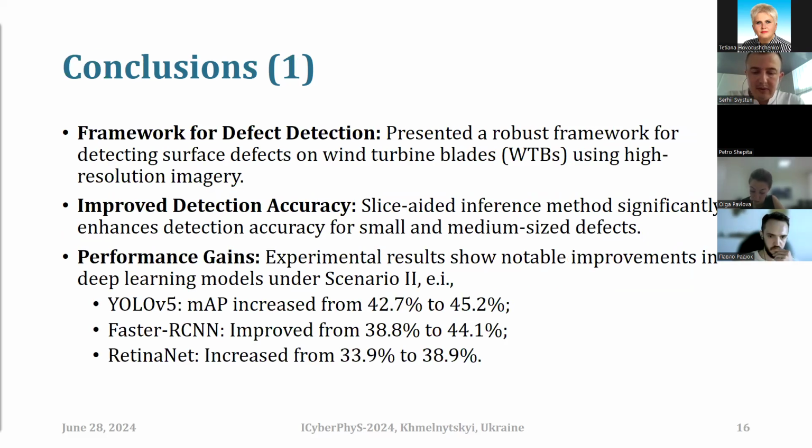We developed a robust framework for detecting surface defects on wind turbine blades using high-resolution imagery. The incorporated slice-aided inference method has enhanced detection accuracy for small and medium-sized defects. Experiments confirm this framework improved performance for deep learning models like YOLO version 5, Faster R-CNN, and RetinaNet, with YOLOv5 achieving the highest mAP in the enhanced scenario.